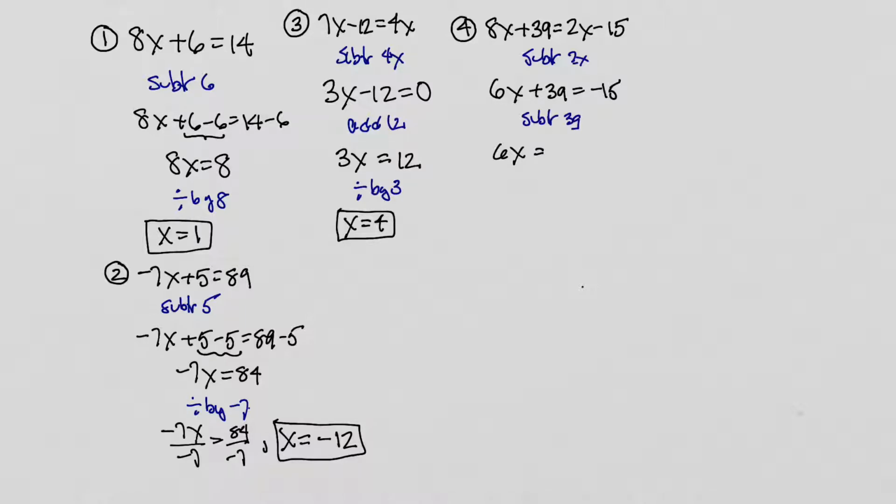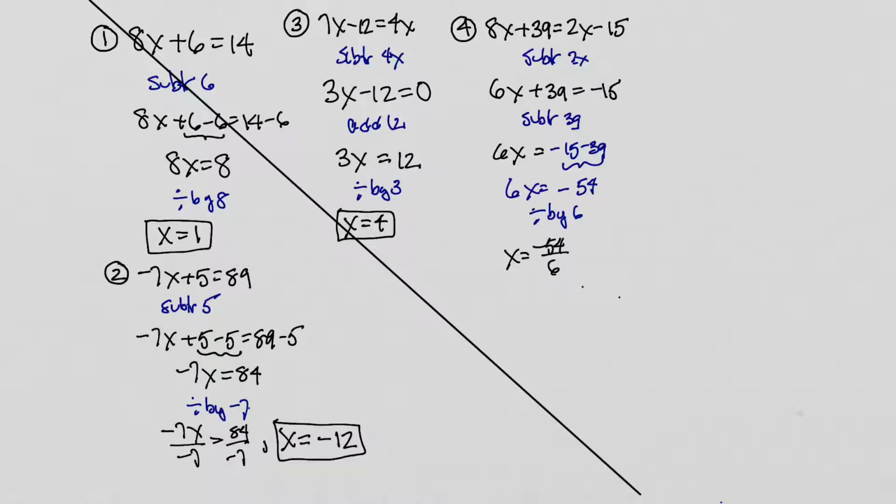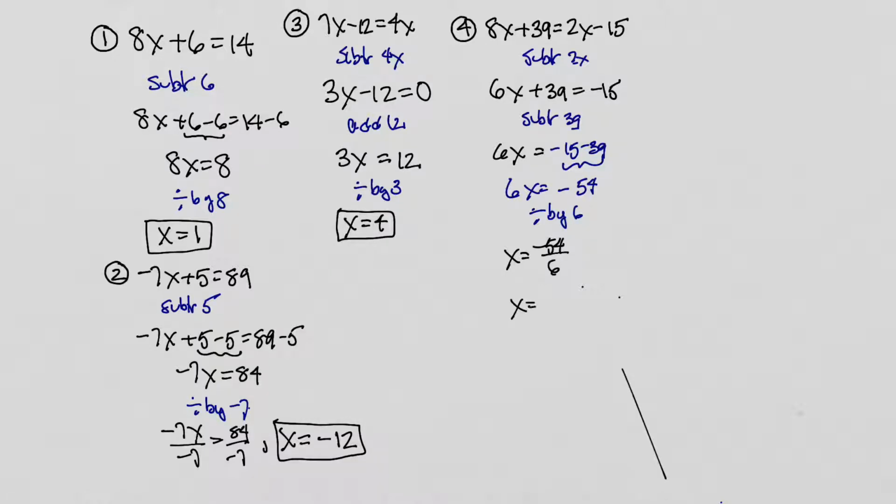So I get, you know what? I'm going to write this. This is going to be negative 15 minus 39. And this right here is going to give us negative, can you see it? 54. So we've got 6x equals negative 54. Let's divide by that 6, and that will give us x equals, now, negative 54 divided by 6. Negative divided by positive is negative. What is that? So we will get x equals negative, now, 6 into 54, 9 times. And equation number 4 is solved.